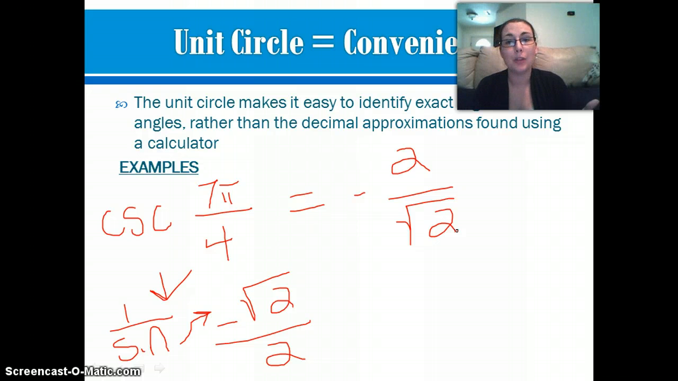So just like I did in the previous example, I want to go ahead and multiply the top and bottom by the square root of 2 to rationalize the denominator.